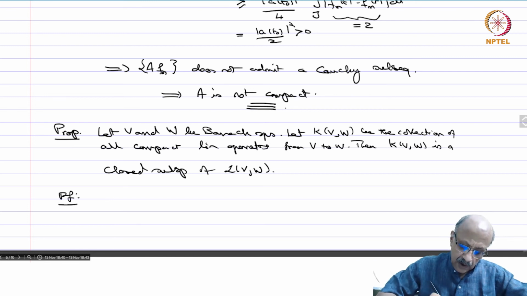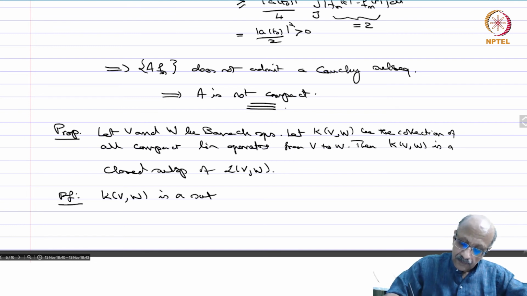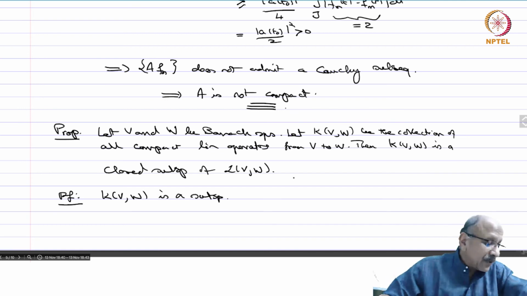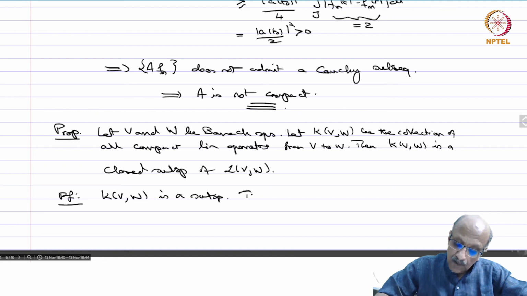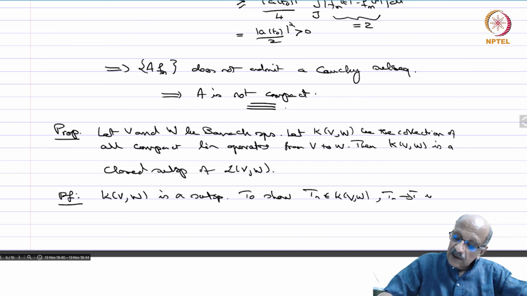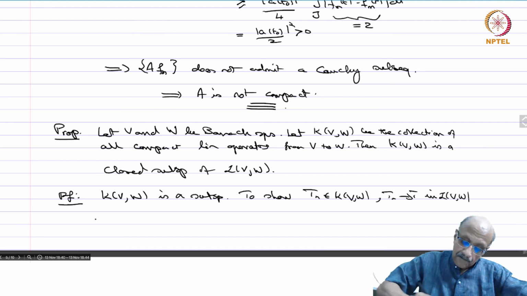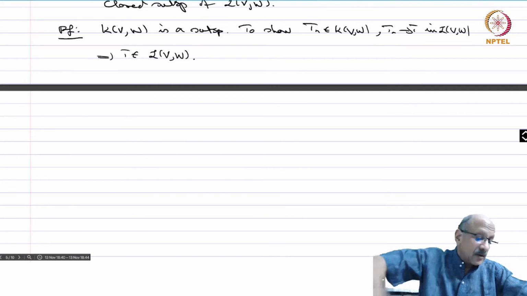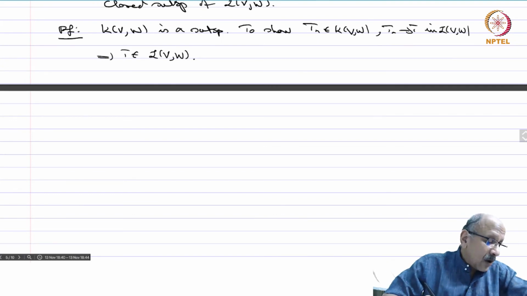So proof. So K(V, W) is a subspace. Easy to check. The sum of two compact operators is again compact, a scalar multiple is again compact, therefore this all is a subspace. So we have to show Tn in K(V, W), Tn converges to T in L(V, W) implies T belongs to K(V, W). Okay, so that's all we have to show. So the limit of compact operators in the operator norm is in fact a compact operator.